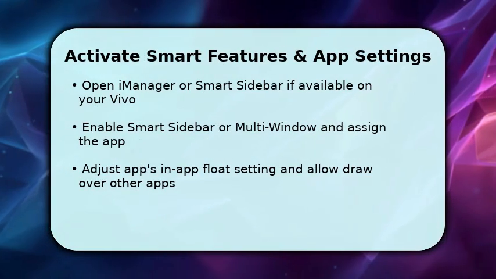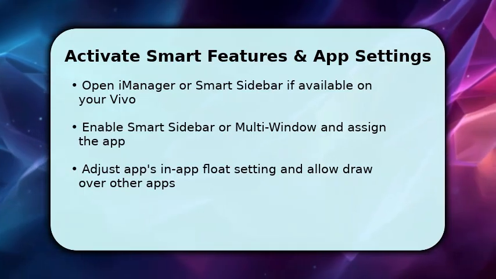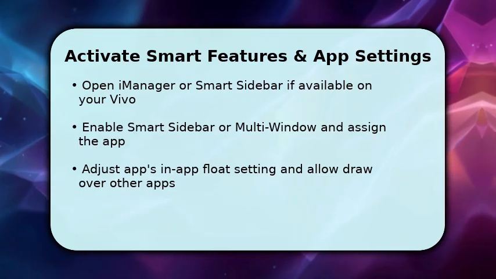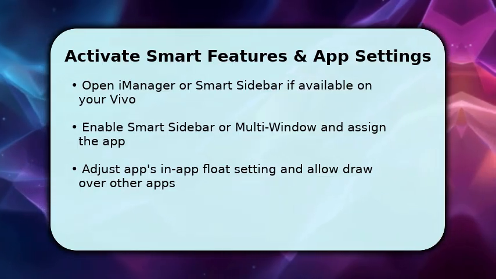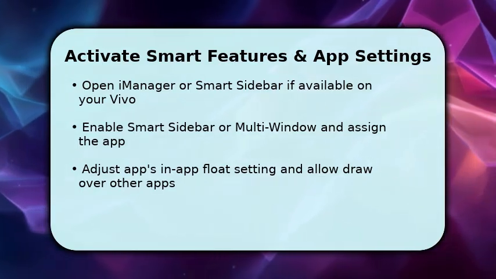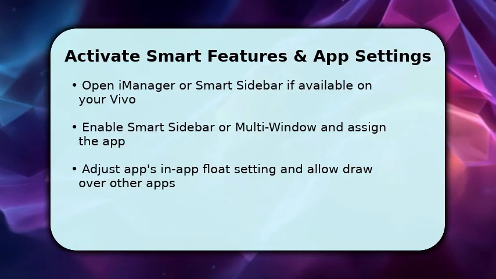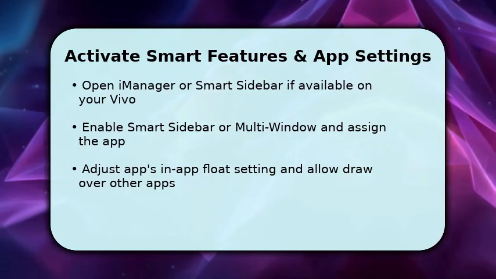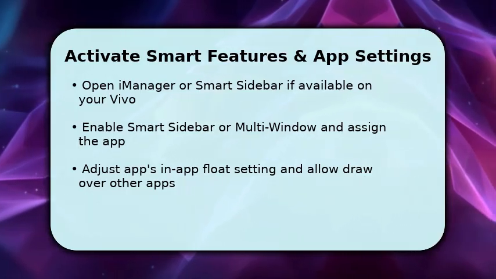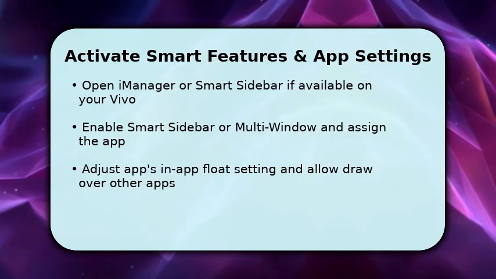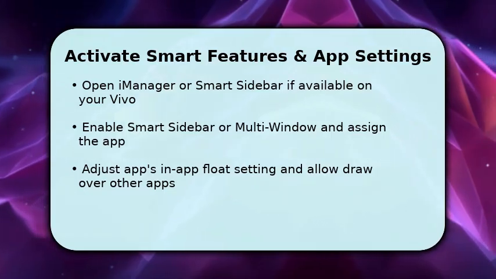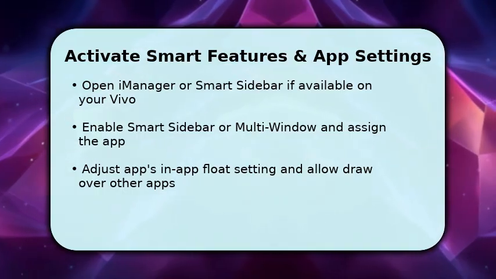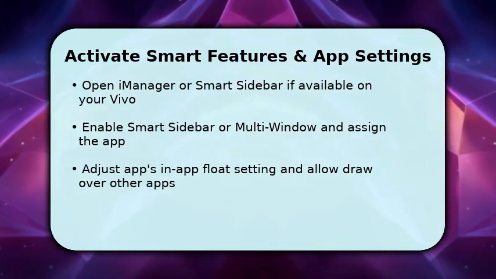Next, configure Vivo-specific features that control overlays. Open iManager or Settings, then Smart Sidebar, and enable it if present. Add your app to the sidebar list. Once added, you can drag the app to create a floating window. Also open the app itself and turn on its in-app floating or picture-in-picture option if it has one. Make sure Draw over other apps is allowed for the same app. This ensures the system lets the app render on top of other screens and keeps the floating window stable.